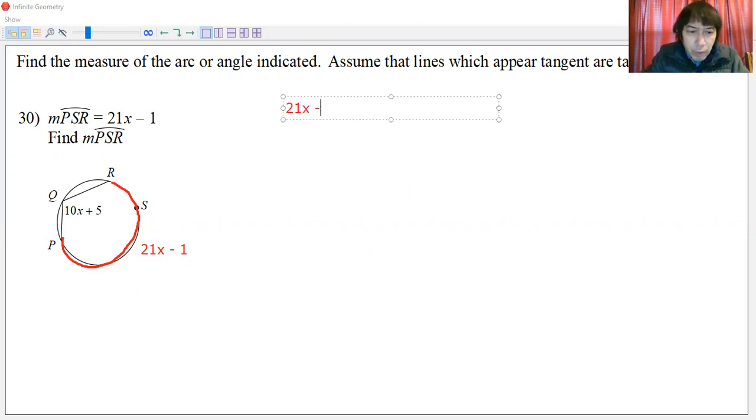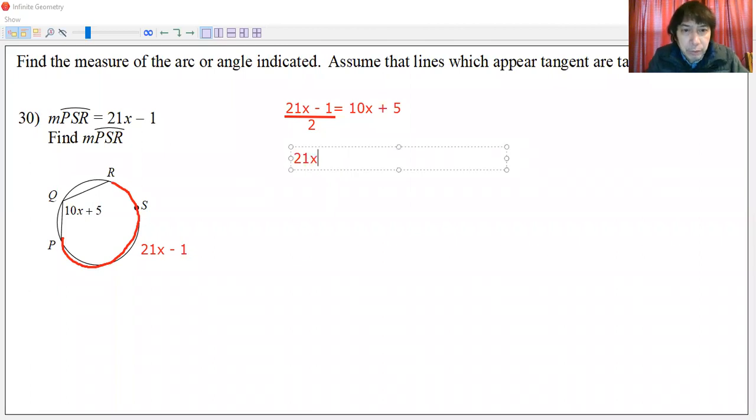(21x minus 1) divided by 2 is equal to the angle 10x plus 5. There. Simplifying the equation, multiplying both sides by 2, the equation is reduced to 21x minus 1 equals 20x plus 10.